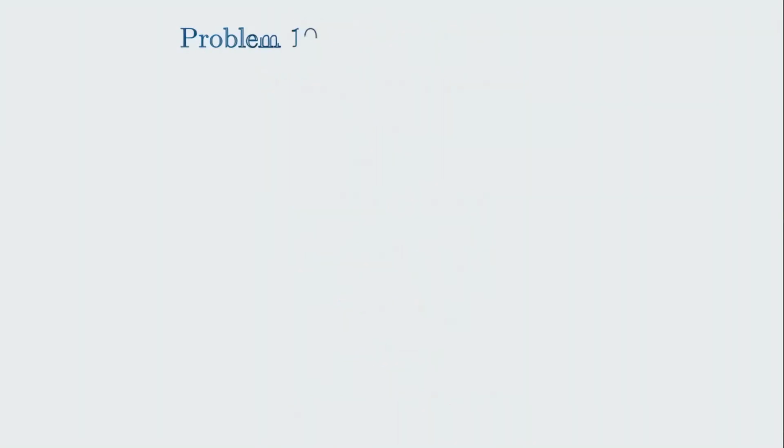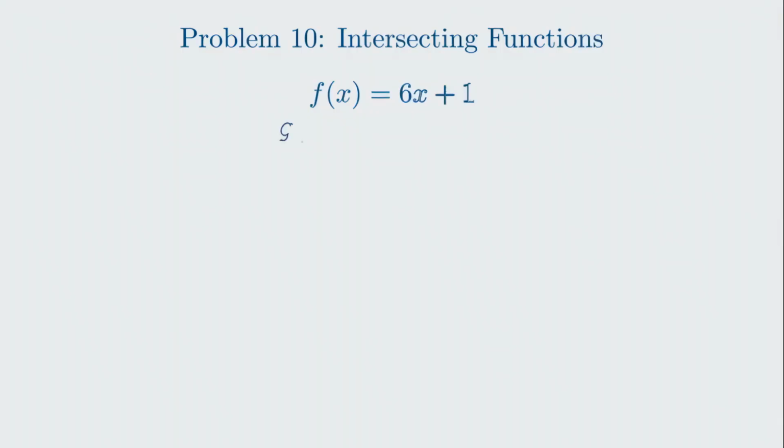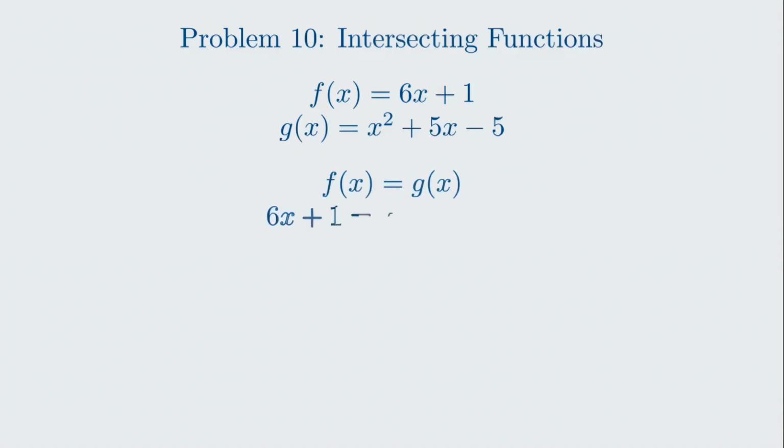Problem 10 asks us to find the x-coordinates of the points of intersection for two given functions. Our two functions are f of x equals 6x plus 1, which is a linear function, and g of x equals x squared plus 5x minus 5, which is a quadratic function. To find where two functions intersect, we must find the points where their y values are equal. This means we can set the two equations equal to each other. So we set f of x equal to g of x, which gives us the equation 6x plus 1 equals x squared plus 5x minus 5.